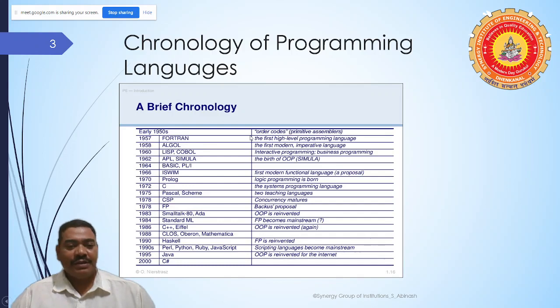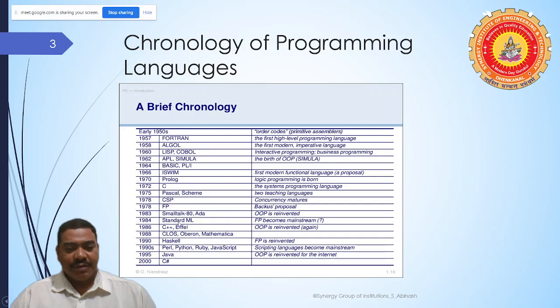Then in 1958, ALGOL. Then in the 1960s, Lisp and COBOL. In 1962, APL and Simula. In 1964, BASIC and Programming Language 1. In 1966, ISWIM, the first modern functional language. Then in the 1970s, Prolog; in 1972, the C programming language; in 1975, Pascal; in 1978, concurrency matures with CSP. In 1978, FP. In 1983, Smalltalk.